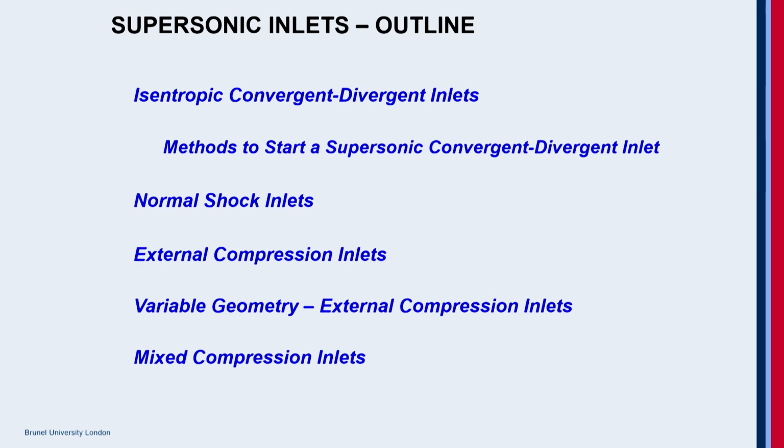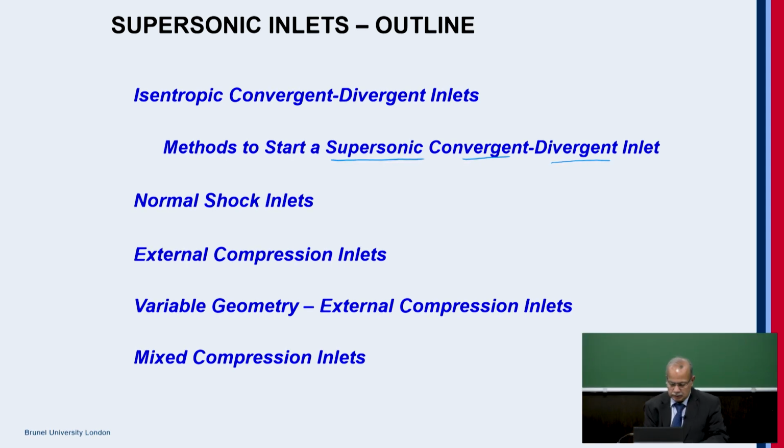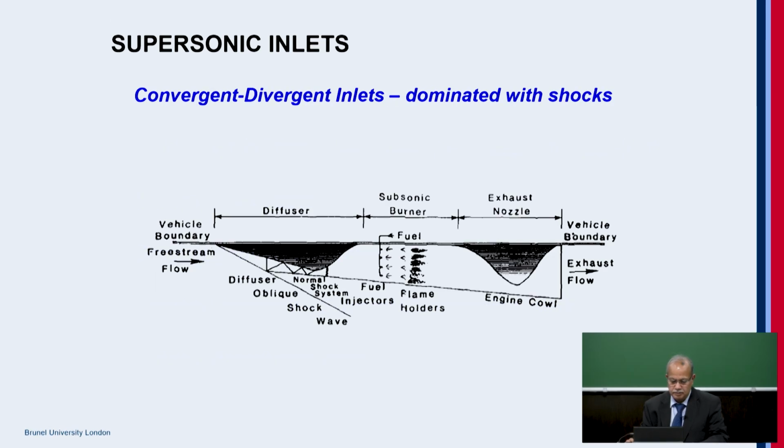So this is what I thought we will look at this afternoon. Start with the convergent divergent inlet, and then we will discuss starting the inlet. I'll let you know what starting the inlet is. Then discuss the normal shock inlets, external compression inlets, variable geometry external compression inlets, and mixed compression inlets. So we're going to look at the convergent divergent inlet. When you look at the convergent divergent inlet, here you can see that this is a convergent divergent inlet.